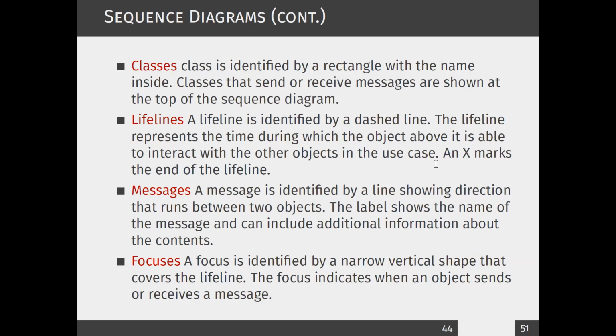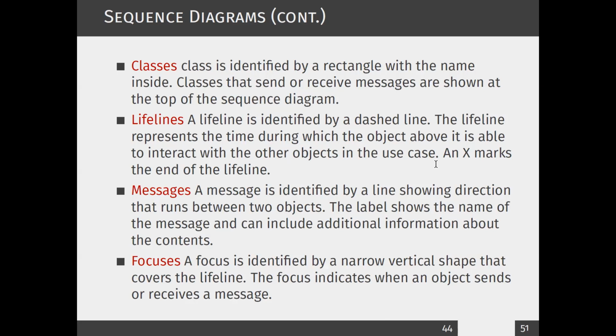Now, information about the classes. So in here we know usually we have classes with rectangles. The names will be inside, and then you will have messages on the top of the sequence diagram. Then you will have lifelines, which are identified by the dash line. So the lifeline represents the time during which the object above is able to interact with other objects in the use case. And X marks the end of the lifeline. So that also we have noticed earlier.